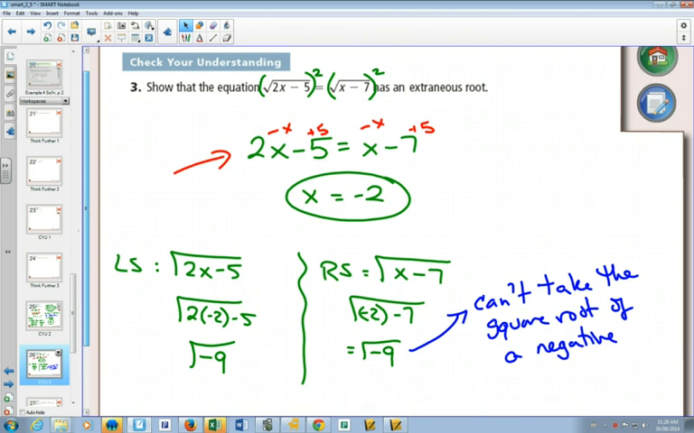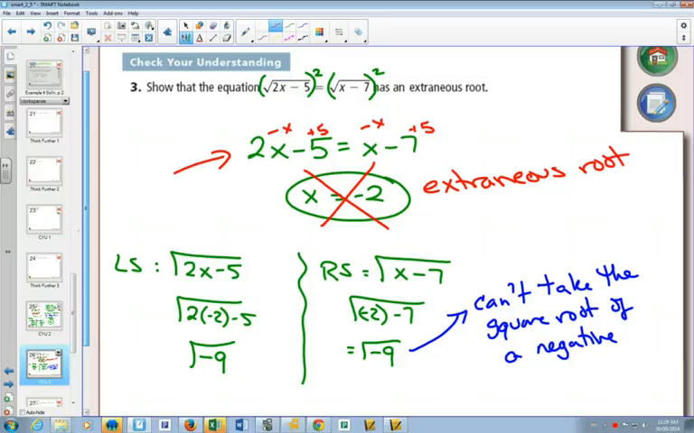And yeah, you can't take the square root of a negative number. So you would go back to this and put an x through it and say we have an extraneous root. There is no solution.